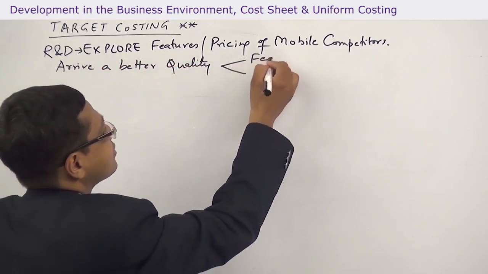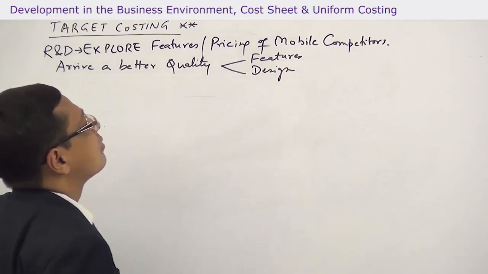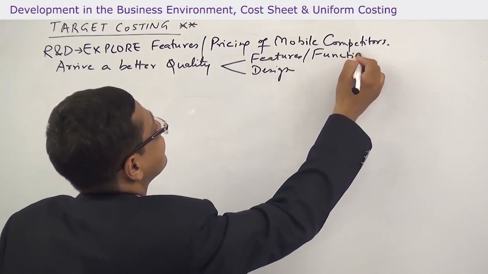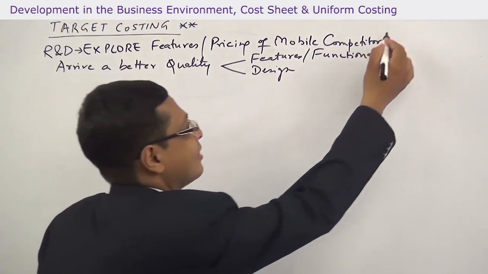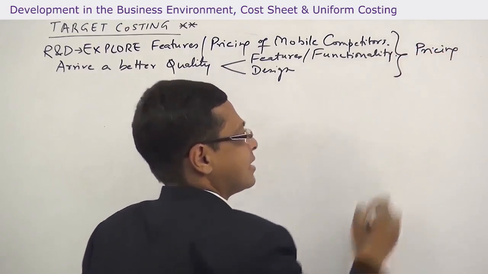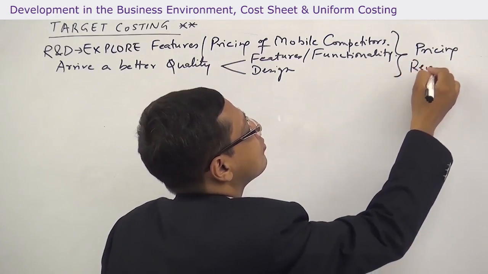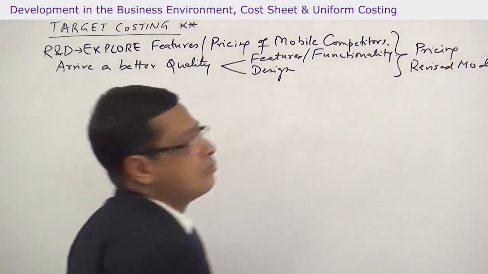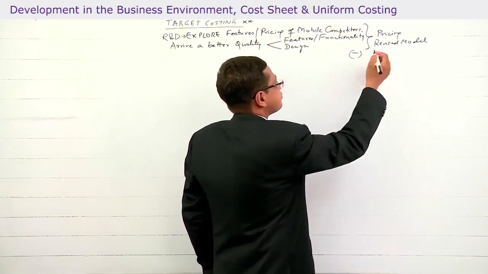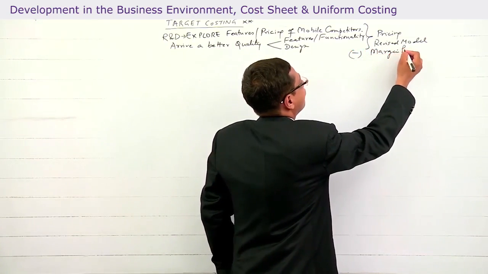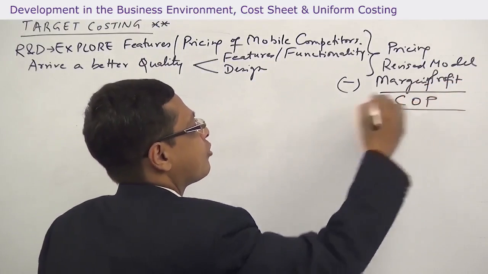Quality can be in terms of features, or it can be in terms of design, or it can be in terms of functionality, right? So they tell what is the pricing of a better model. I can say a word, revised model. So this is reduced by margin of profit which business desires. So this gives me cost of production.